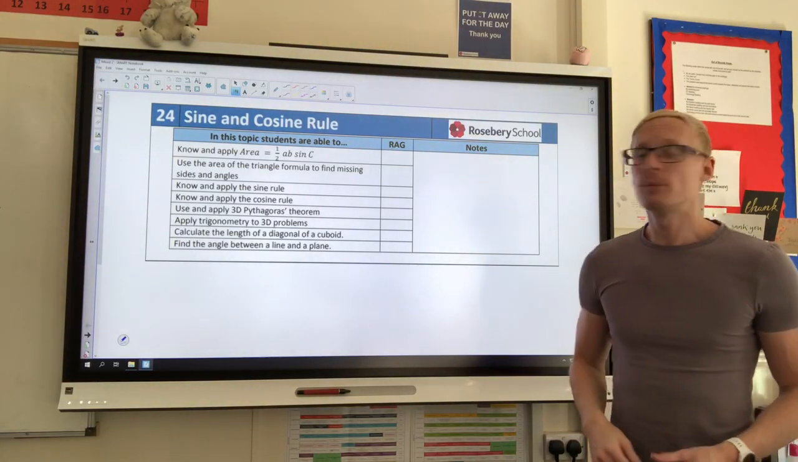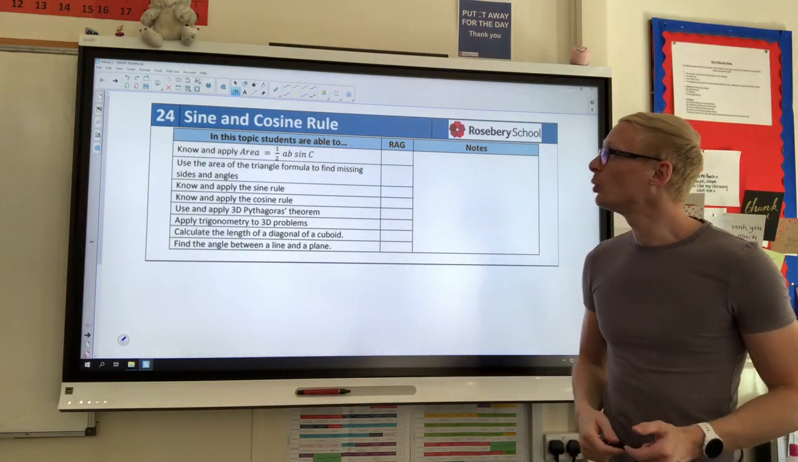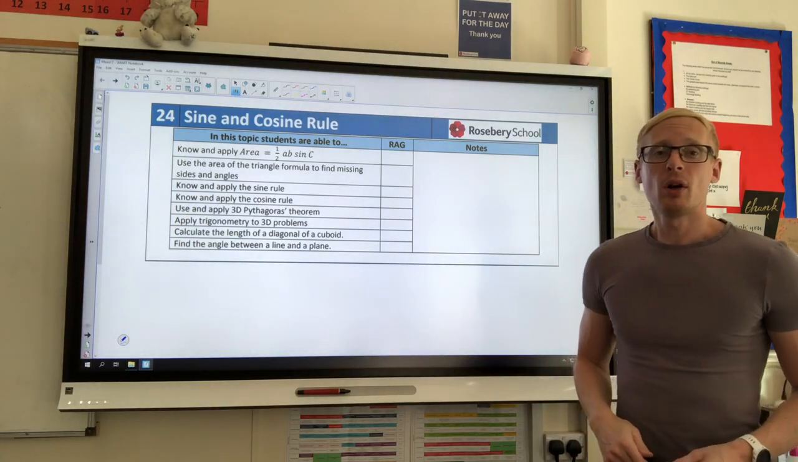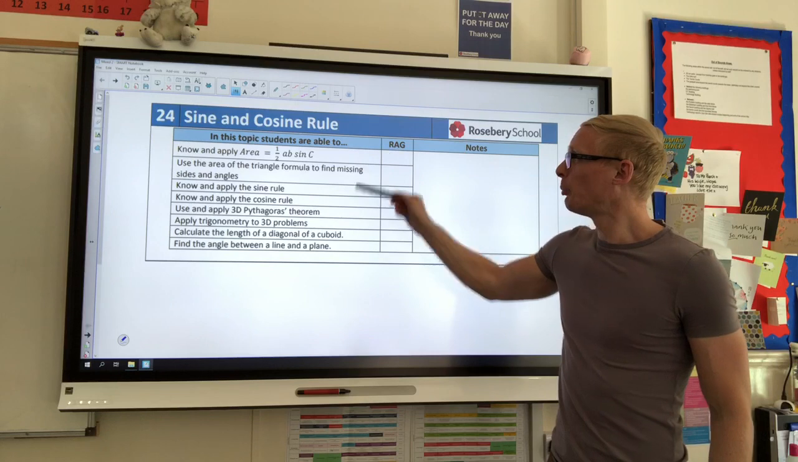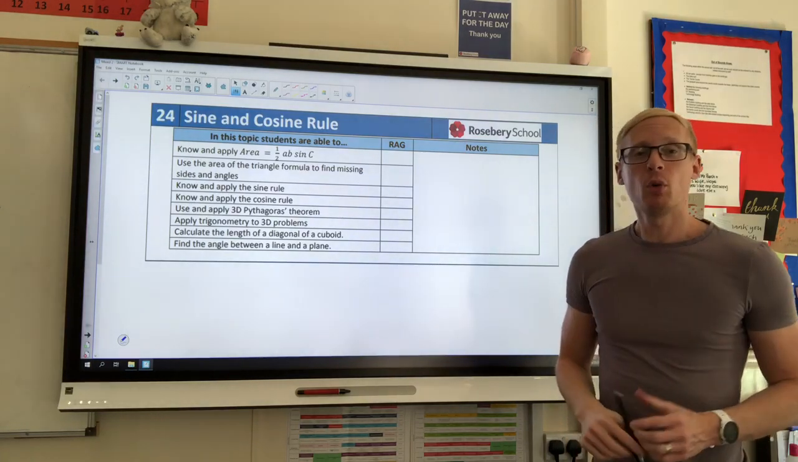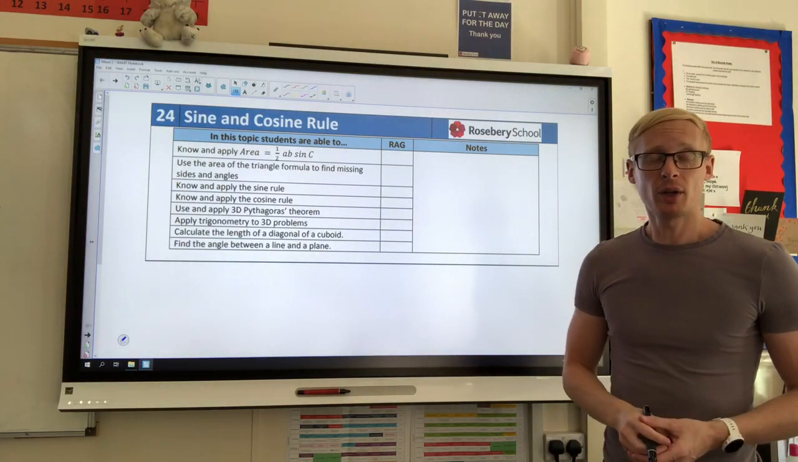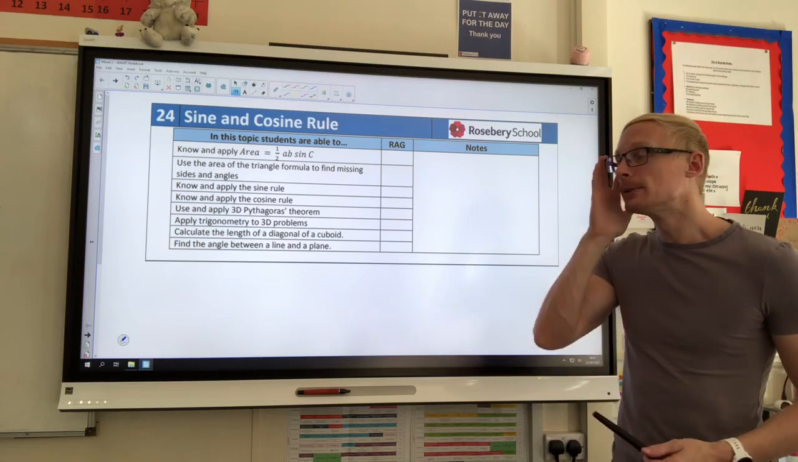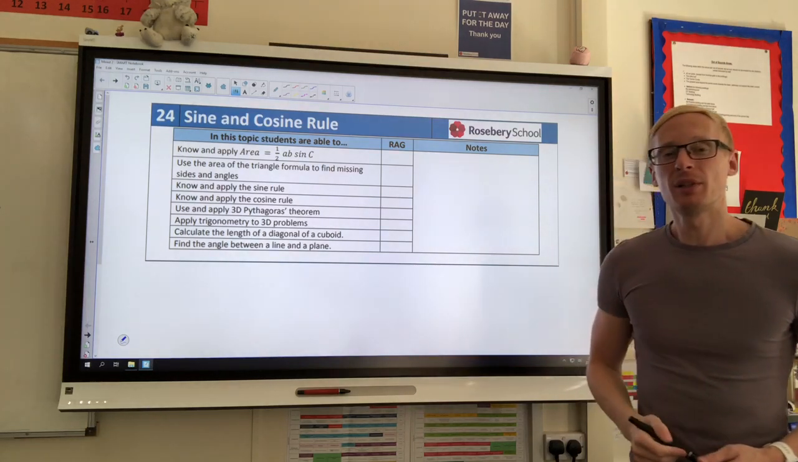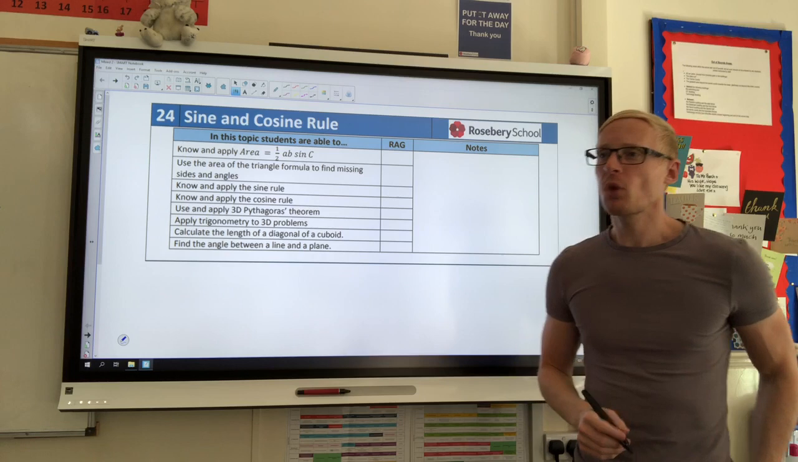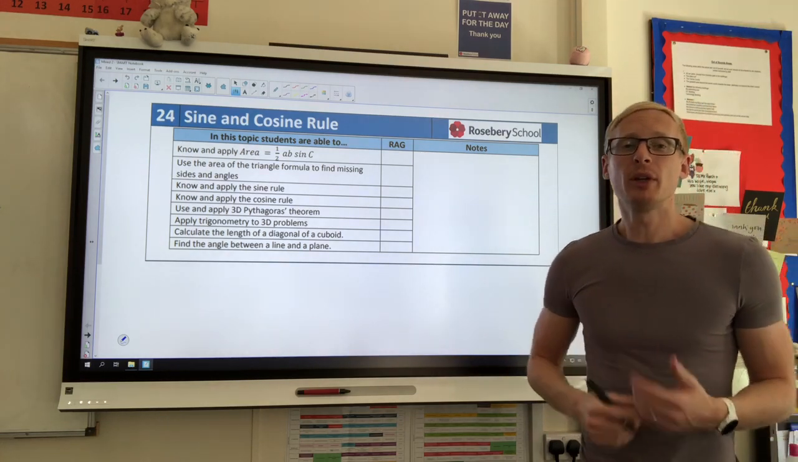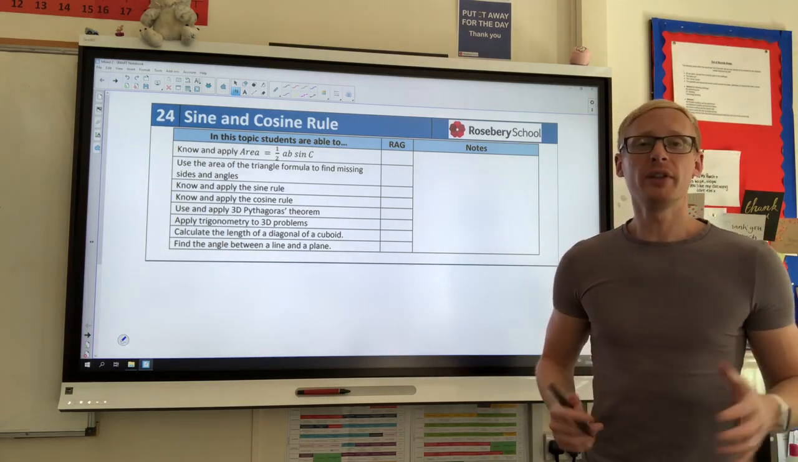Okay, hello and welcome to lesson 8 on topic 24, sine and cosine rule. Last lesson we looked at all four of these things combined and trying to work out which rule to use and what scenario to use it in. Now, something fairly similar today, but this is more difficult. So we're going to be looking at combining one or more of these rules.